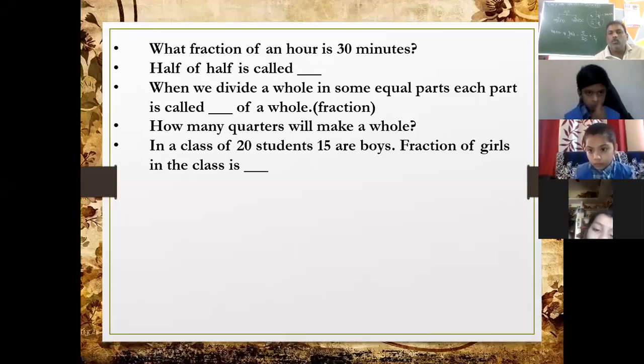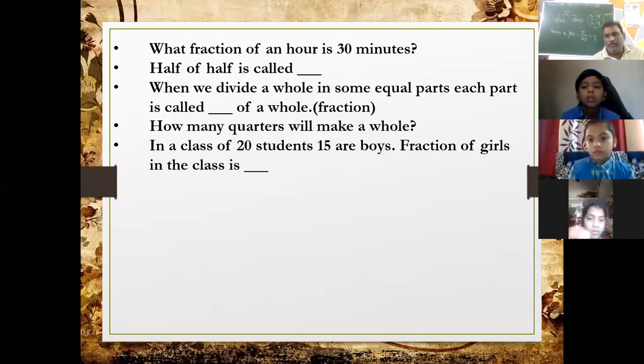Out of 20 students, 15 are boys, the remaining are girls. So how many girls are there? What is the fraction of that? Easily you can check. Be alert in the class. Read the question carefully and try to get the answer.